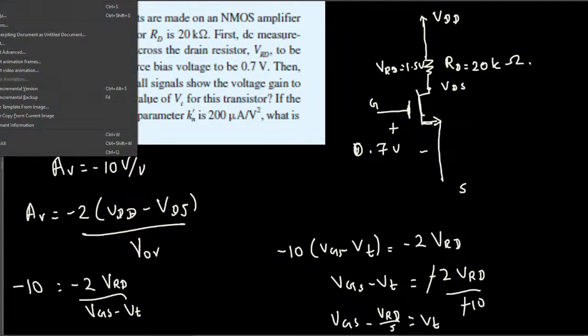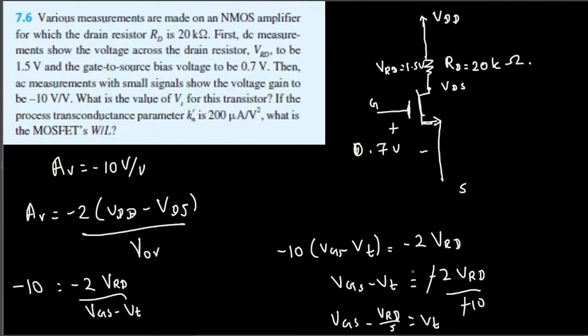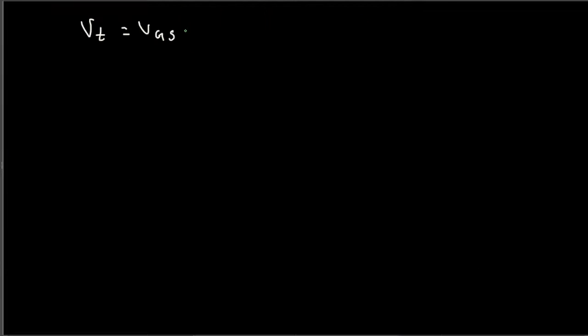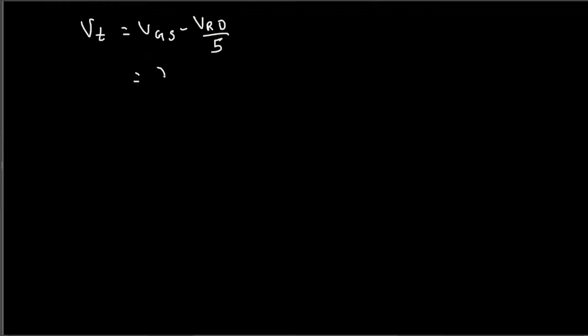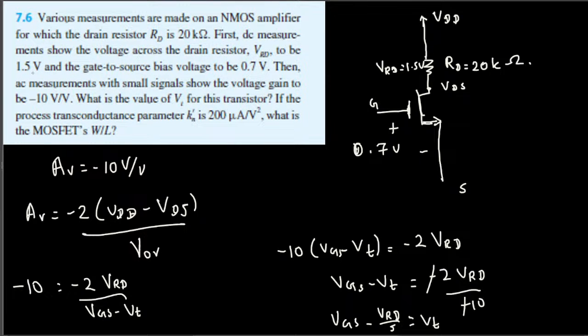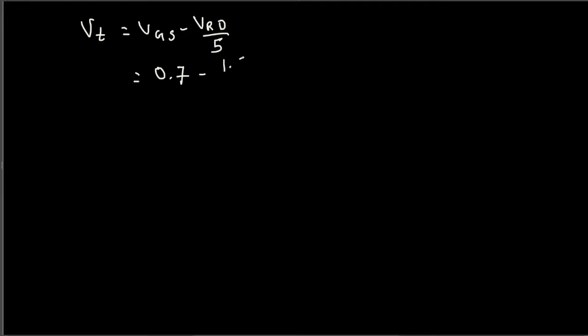Okay, let's go ahead and plug in all the values and find what it is. So VT therefore is VGS minus VRD divided by 5, and VGS is provided in the question, that is 0.7, so plug that one right here, and then VRD is provided also, that is 1.5, plug that one here, divided by 5. 1.5 divided by 5 is 0.3, so this is going to be 0.7 minus 0.3, that is equal to 0.4 volts. So the V threshold is 0.4 volts.